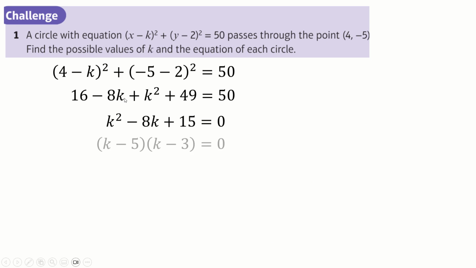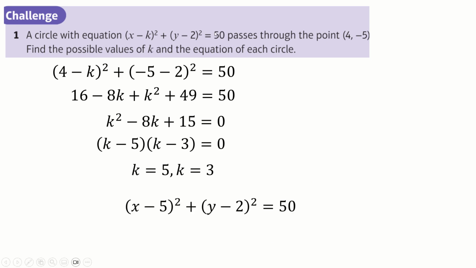You end up getting 2 values of k, which is 3 and 5, which you can then just put into the equation to get your 2 possible equations.